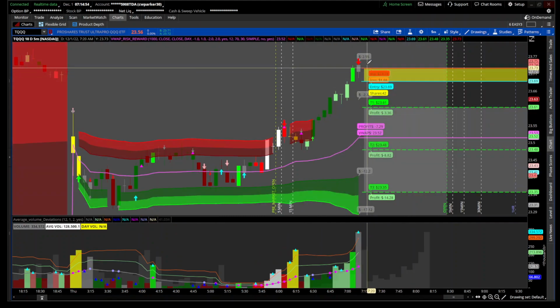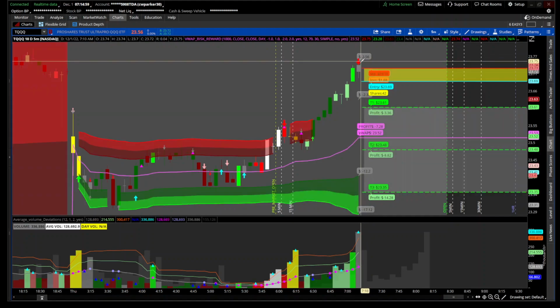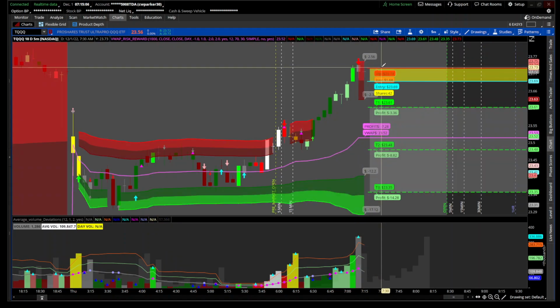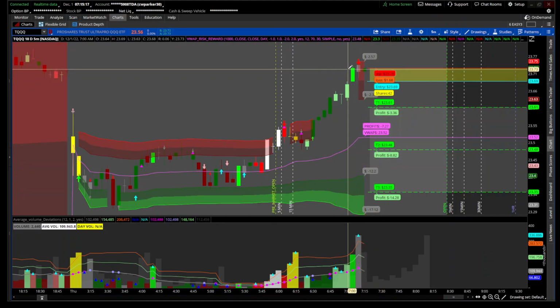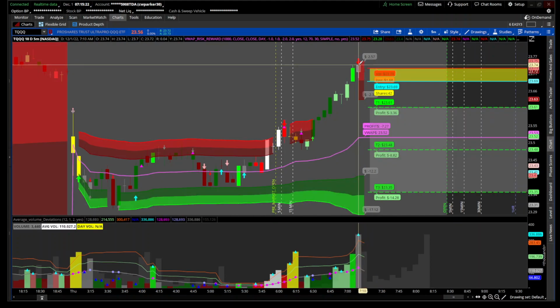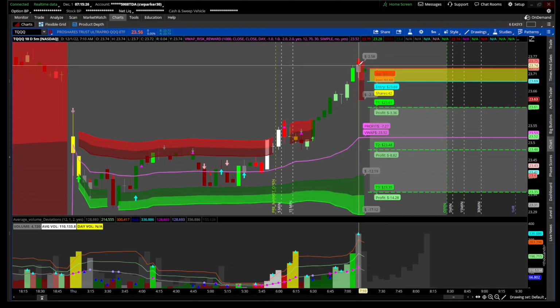I also gave you these gray boxes. This is where the second deviation is. So if it does happen to cross above the second deviation, this will be another loss if you actually entered a short position. But if price breaks above this high right here, you'll get another long signal.